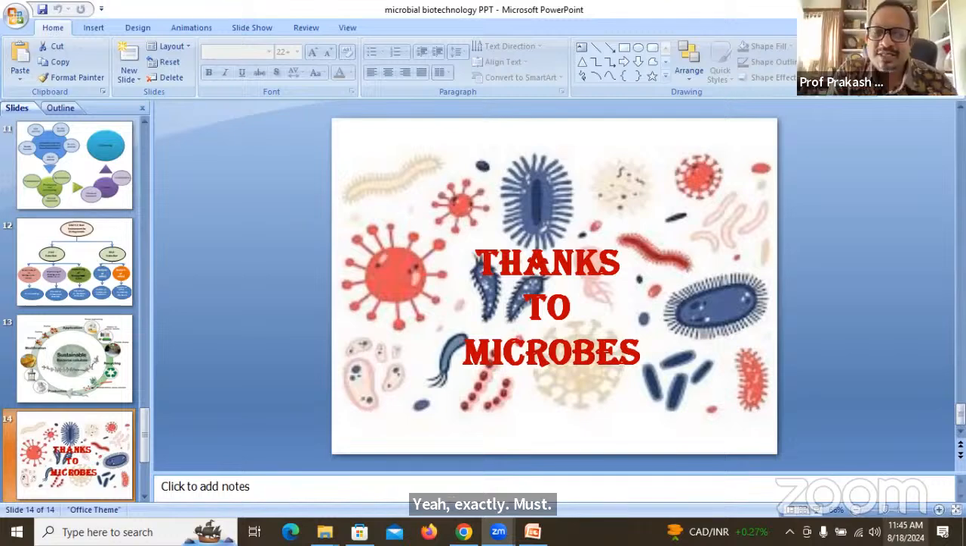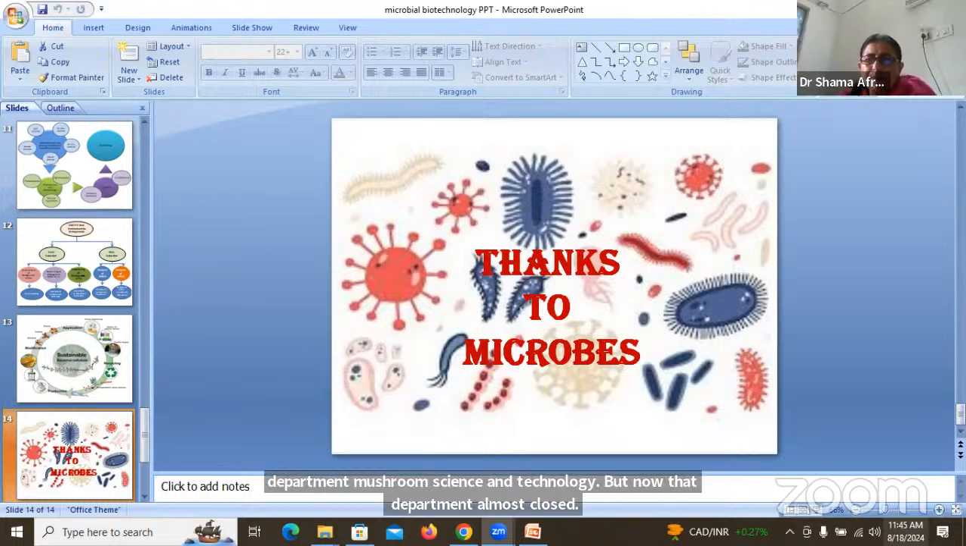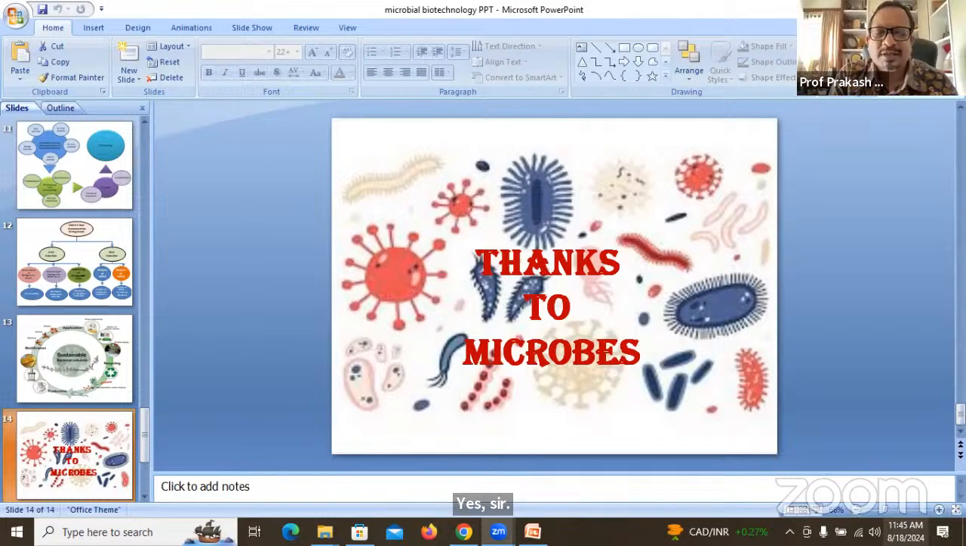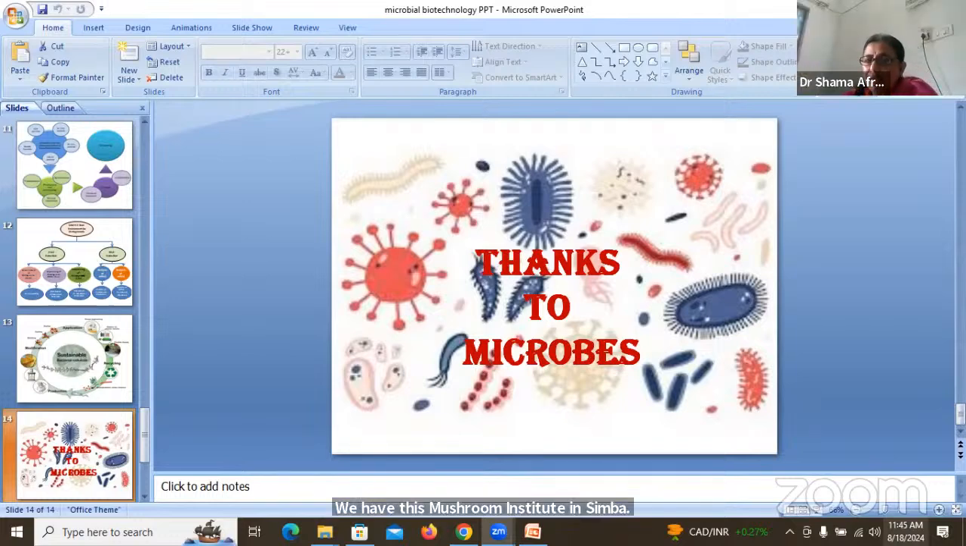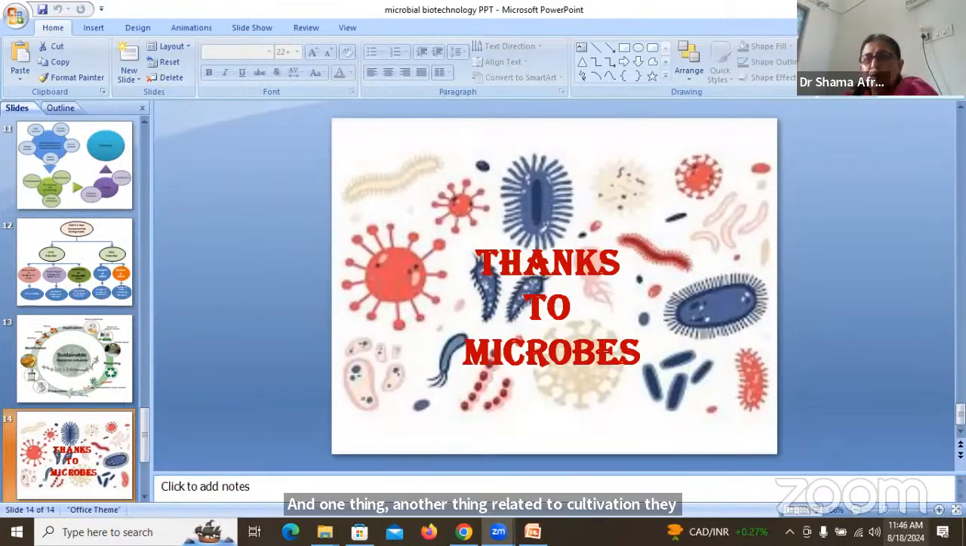Before I joined CFTI, there was a department, Mushroom Science and Technology, but now that department is almost closed, since we have the Mushroom Institute in Shimla, and in Meghalaya also, sir, Shillong. Cultivation they don't do in CFTI, mostly product development and value addition to the product.